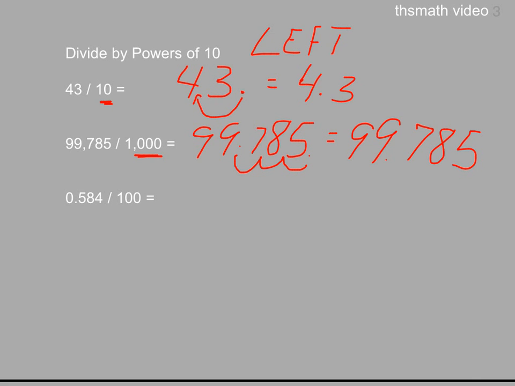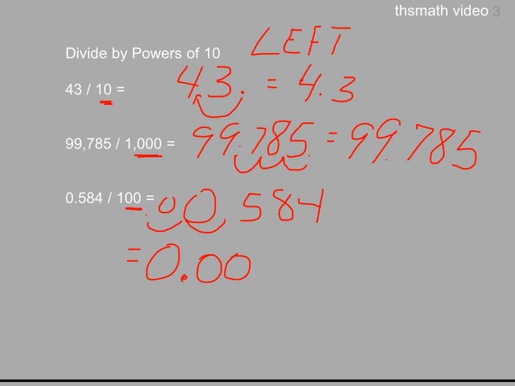584 10,000ths divided by 100, my decimal point is in front of the 5. I'm dividing by 100. It has 2 zeros in it, so I'm going to move it left 2 times. So my final answer is going to be 0.00584. And that is how you multiply and divide by powers of 10.